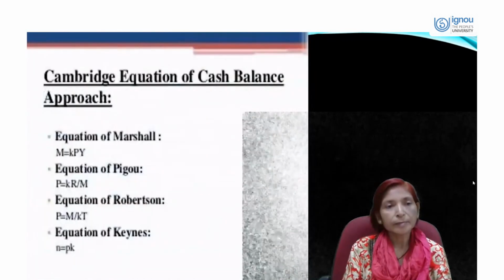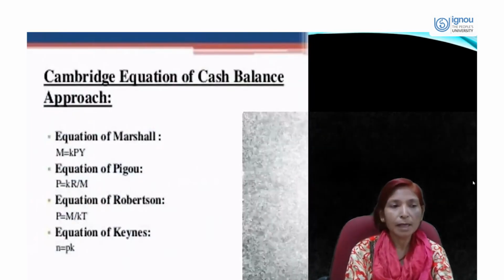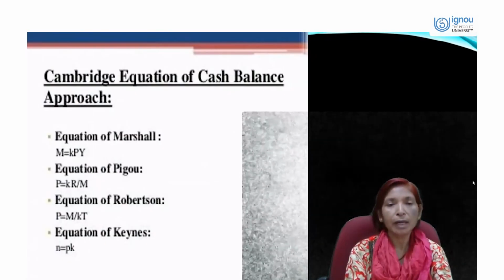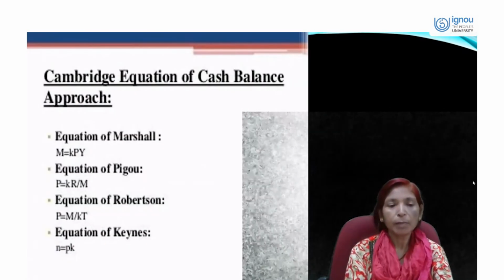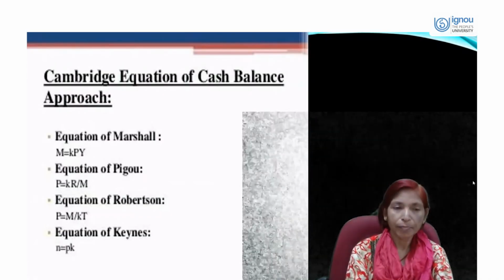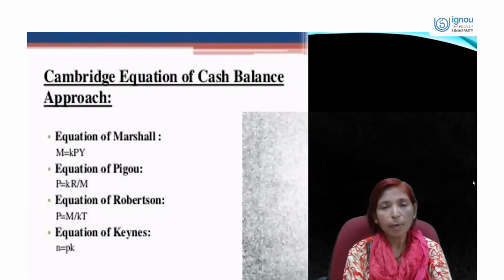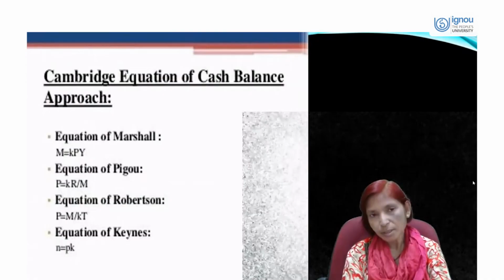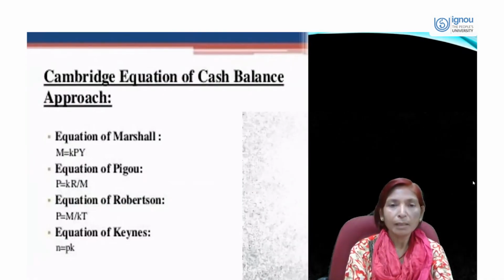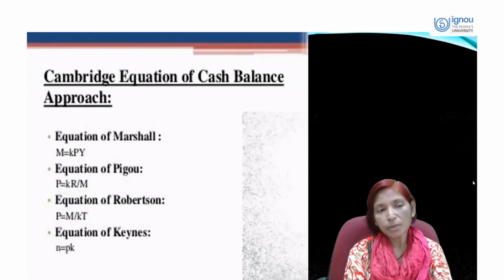Now next is the Cambridge equation of cash balance approach. You know that Cambridge University's economists are Marshall, Pigou, Robertson, and J.M. Keynes. All of these Cambridge University economists propounded this cash balance approach, or quantity theory of money by demand for money approach, or money demand approach.